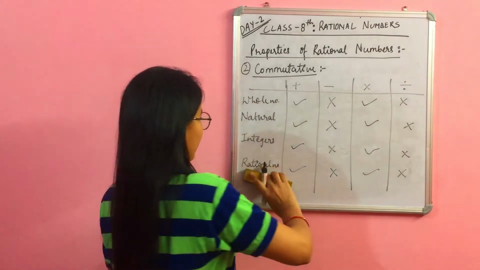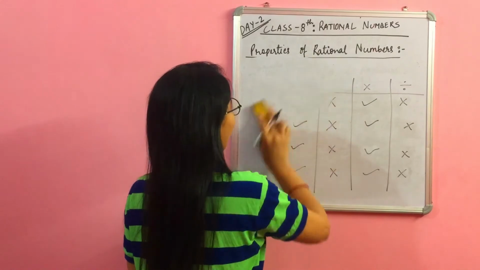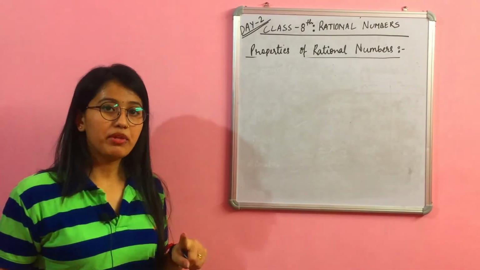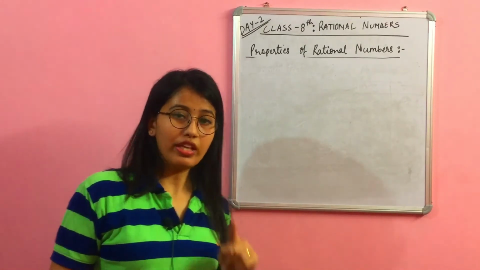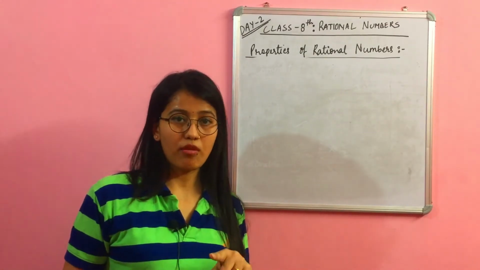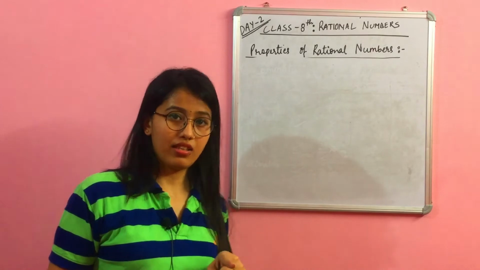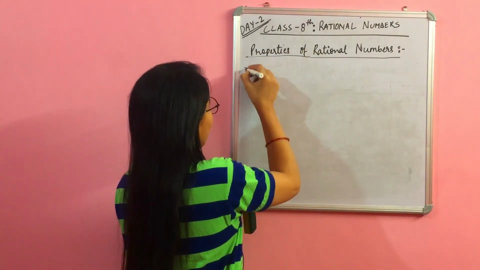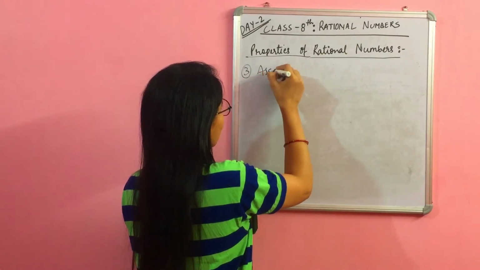Next property is associative. I hope this second property, the commutative property, is clear to all of you. If you have any doubt, you can just drop me a message in the comment section. I'll clear that. Now let us move to our third property, that is known as the associative property.